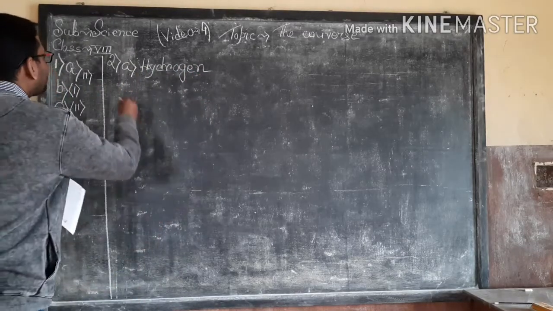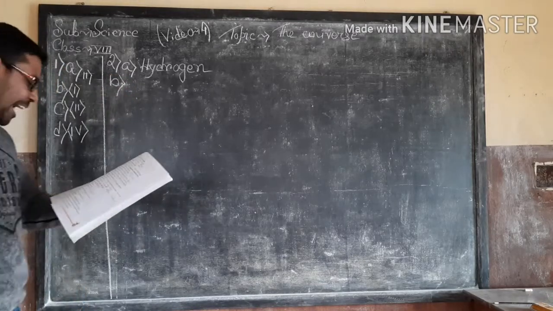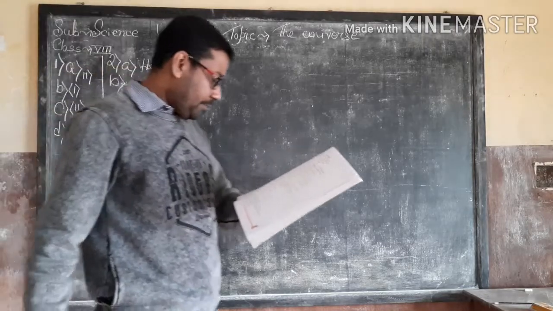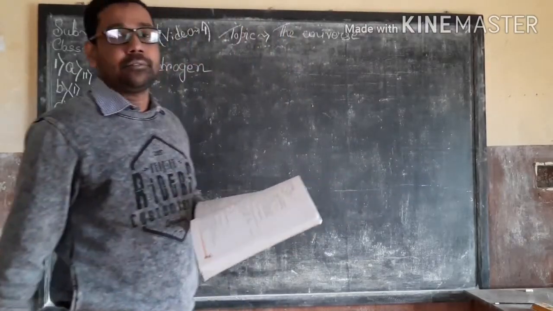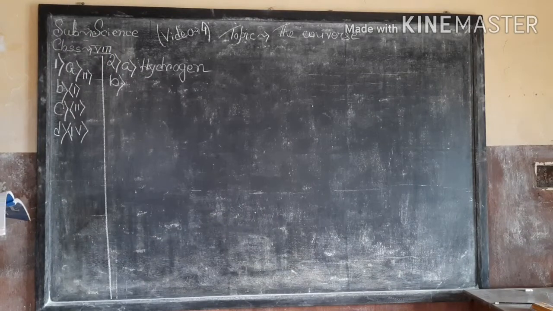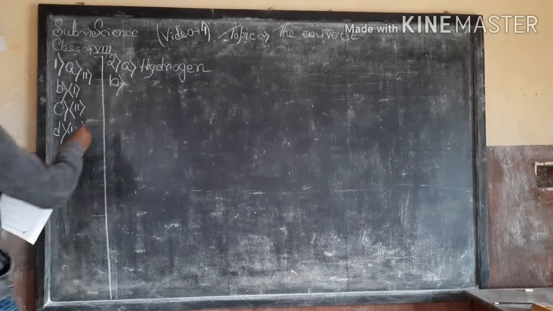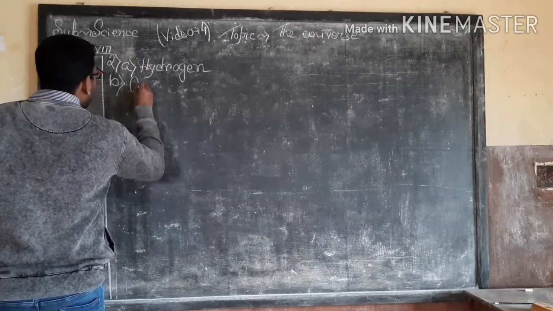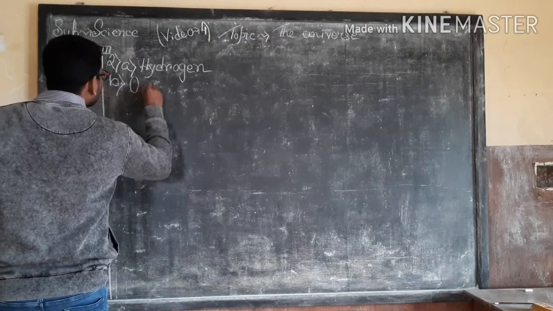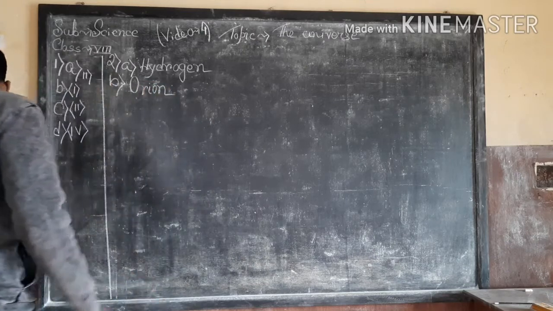Second one, 2B: dash is a constellation that looks like a hunter. We are already familiar with this term, the hunter. Orion is a constellation that looks like the hunter. That means the answer is Orion.